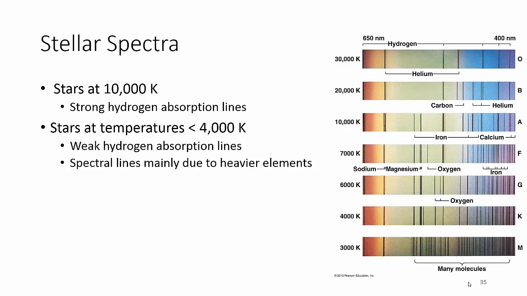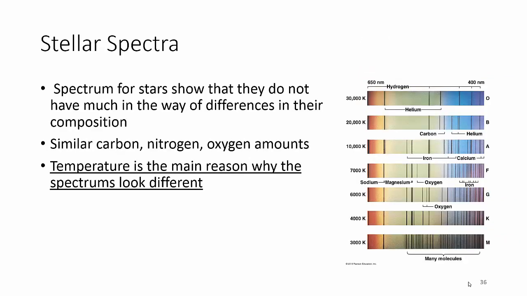So it turns out, even though these absorption lines differ, all stars are basically hydrogen and helium almost 100% of the time, with maybe 1% or so of other elements, right? So the reason why the absorption lines look different is because of temperature. So the temperature is why you get all these different absorption lines.